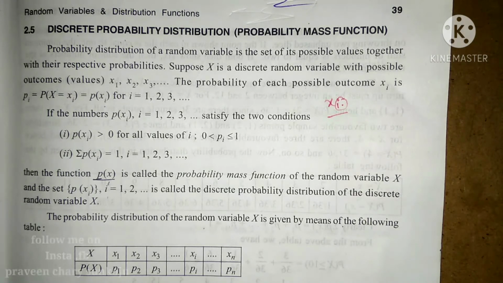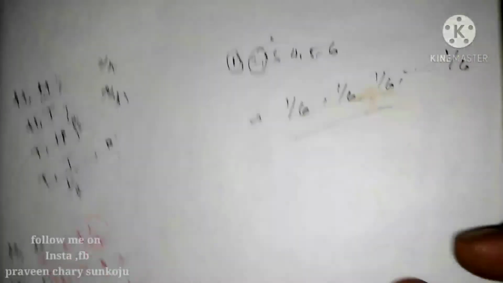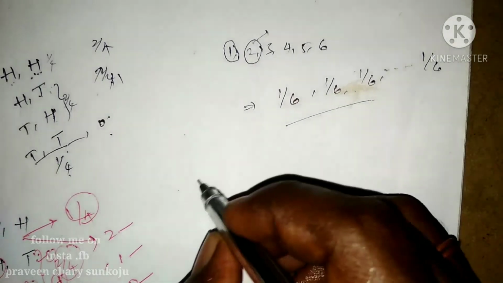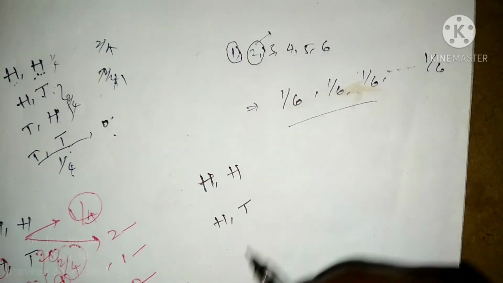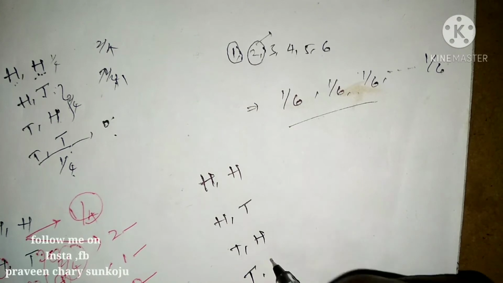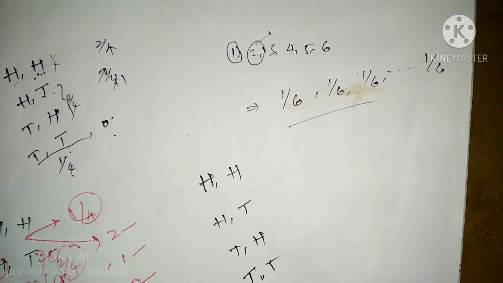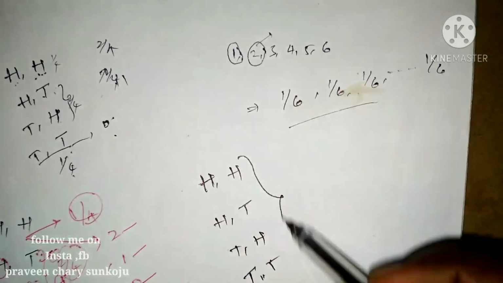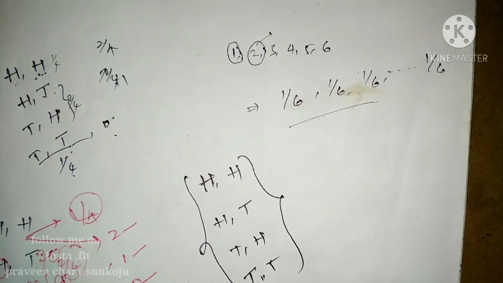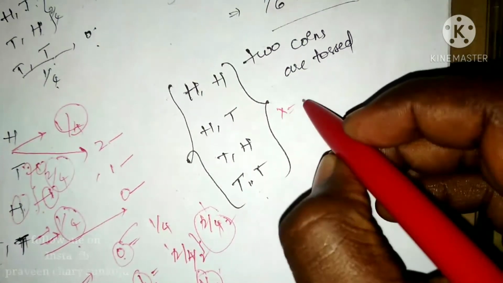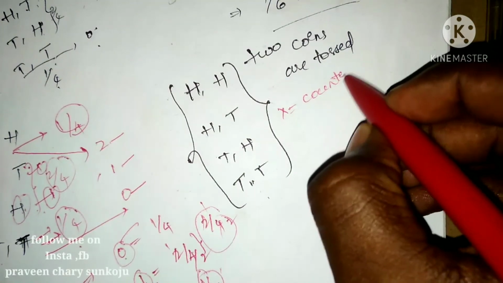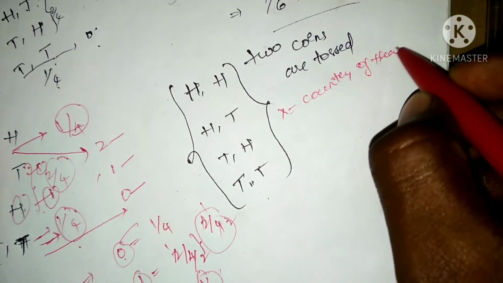Here, let's have an example. When we have tossed two coins, we are having heads comma heads, heads comma tails, tails comma heads, and tails comma tails. These are our 4 outcomes when we are tossing two coins. Here take a random variable x equal to the count of heads.